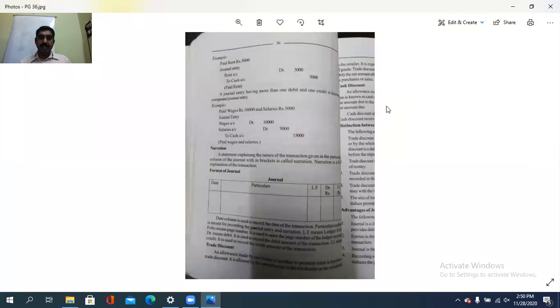We also saw what a narration is: the detailed description about the transaction that is entered. Today we are going to see trade discount and cash discount, and the difference between a trade discount and a cash discount.